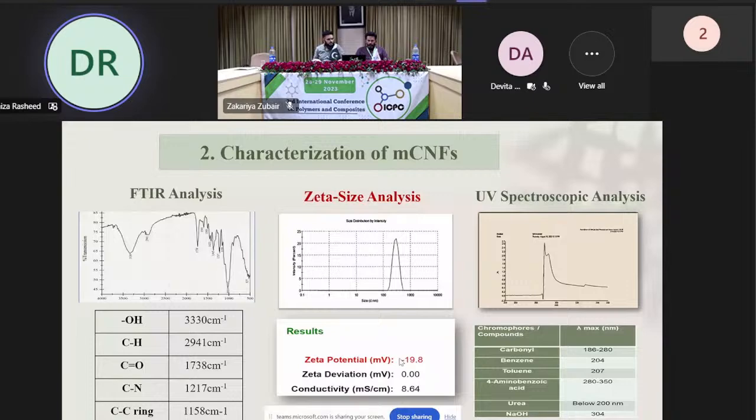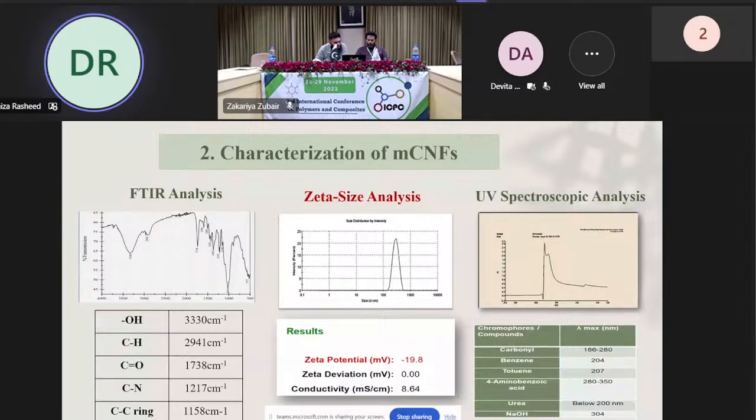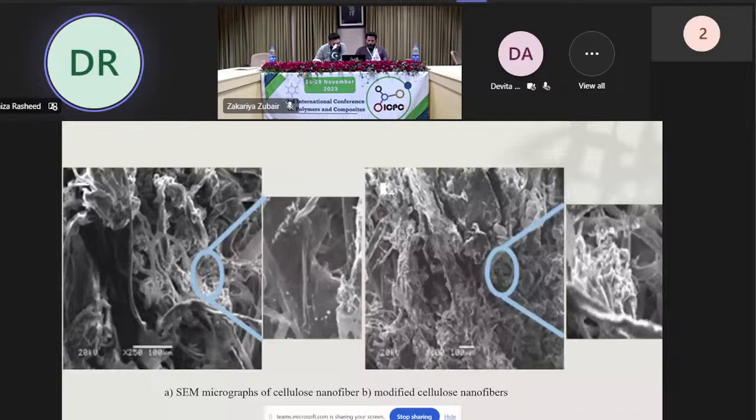The UV analysis also confirmed the presence of aminobenzoic acid in the cellulose nanofibers, which indicated the successful modification of cellulose nanofibers. The SEM analysis was also done for unmodified cellulose nanofibers, and on the right side we can see that there are bulky groups that were obvious on the cellulose nanofibers. So here we see a loose structure of cellulose nanofibers, which is for unmodified cellulose nanofibers, and here we see bulky structures, or we can say a compact structure, of modified cellulose nanofibers. So we had a very successful modification of cellulose nanofibers.